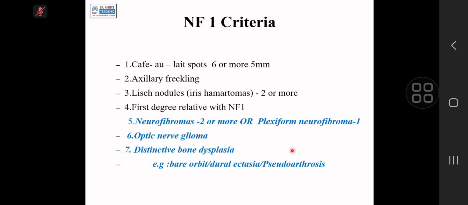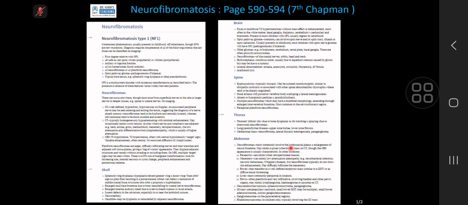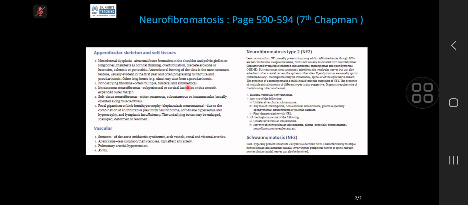And this is what I showed you. And in your book, this is NF1. In NF1, of course, you revise everything, one line here and there will be a case in the exam. It is one of the favorites, and you should have very clear-cut concepts about NF1.